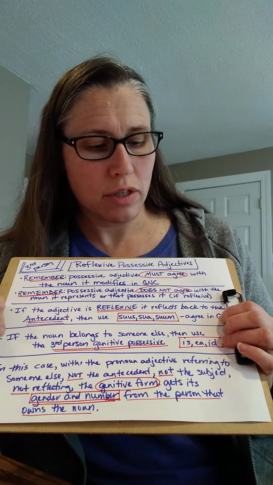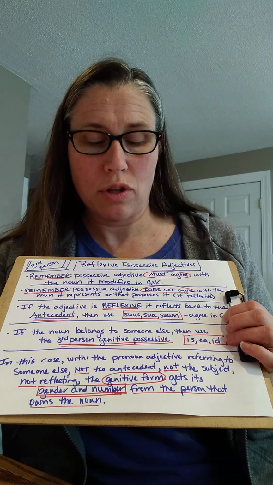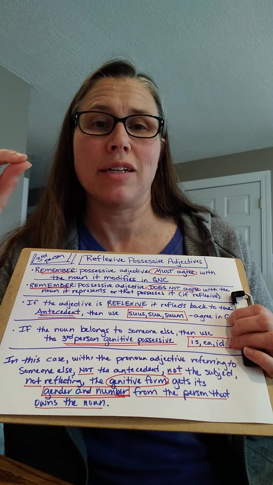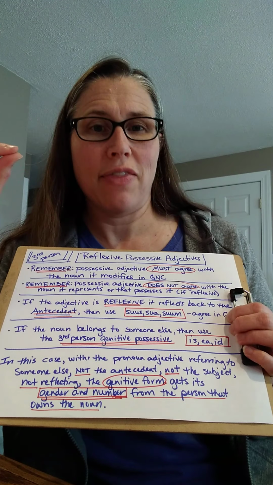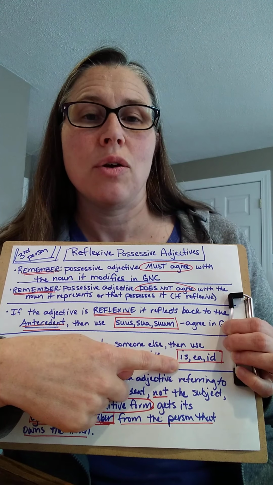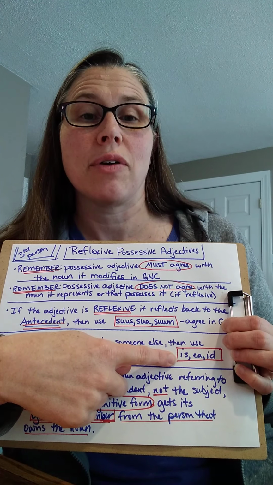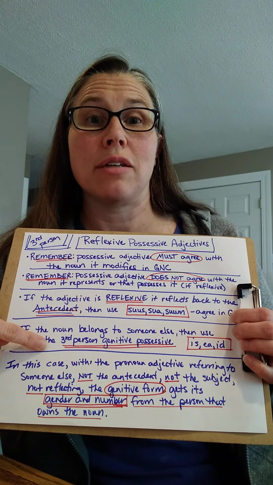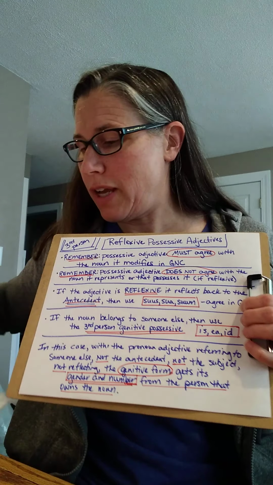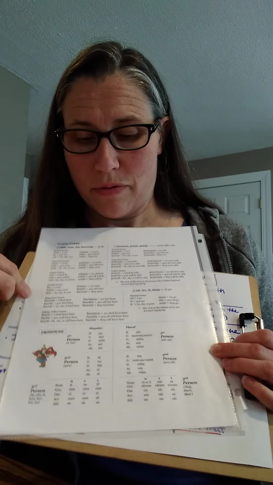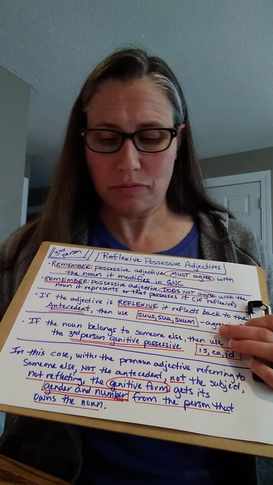If the noun belongs to someone else, then we're going to use the third person genitive possessive. This is where that genitive comes in, okay? In that case, we're going to use the ones that we already know, the is, ea, id. We've already learned these, and we're going to use them in the genitive, third person. You're going to find those on the bottom of your chant sheet. This is where all those pronouns are, okay? So that's where you're going to find all of these.